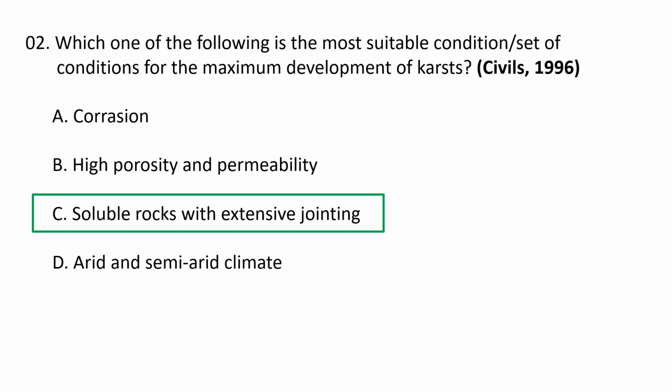Conditions that promote the karst development are jointing structure, that is well jointed dense limestone near the surface, and a moderate to heavy rainfall, and good groundwater circulation, and the limestone, that is nothing but the calcium carbonate. It dissolves relatively easily in slightly acidic water, which occurs widely in nature. So soluble rocks with extensive jointing is the correct answer.